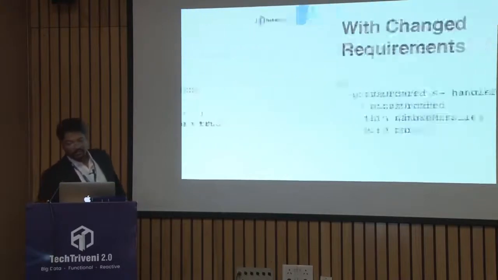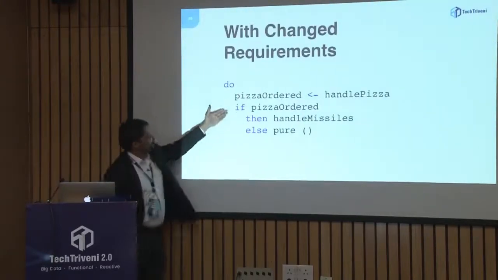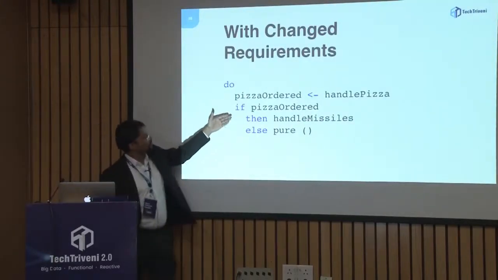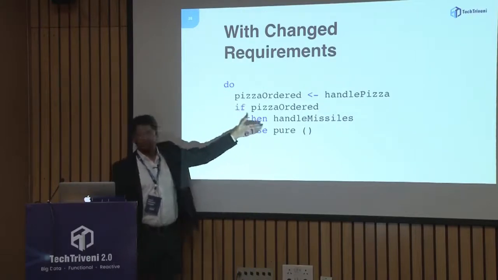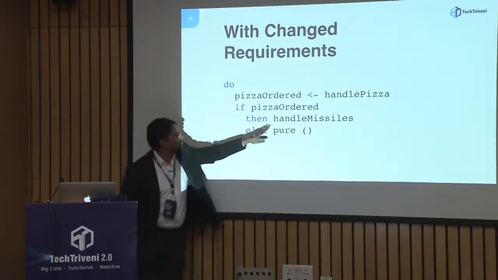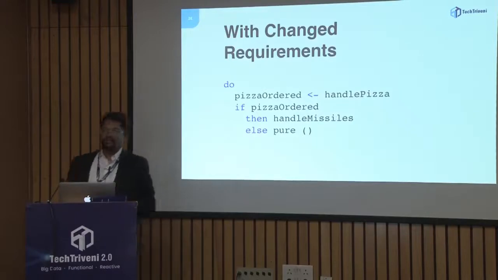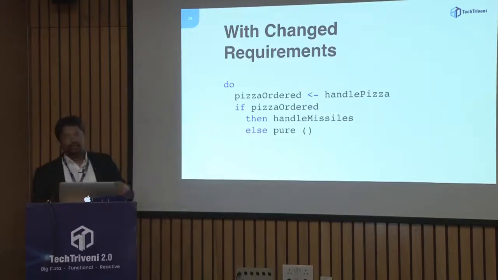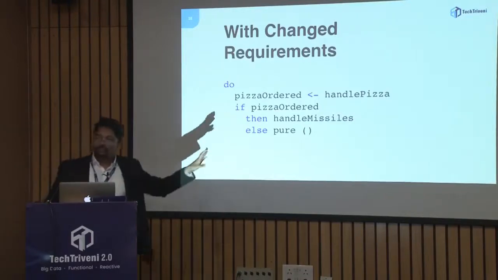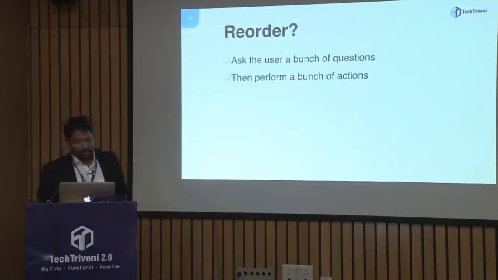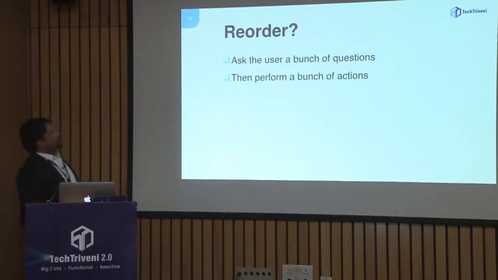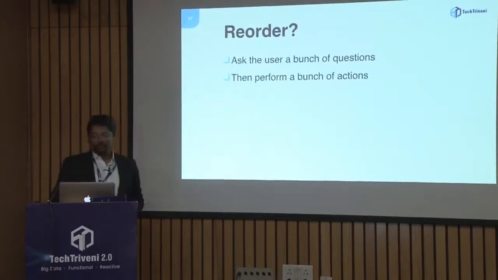And then we can use this inside our simple function, which earlier just did handle pizza and handle missiles. Now handle missiles will first check if pizza was ordered, right? So this is the first thing, that you can return values from inside imperative code. This is an important thing. Right now it seems simple, but we'll go into more details here. Okay, now let's say we want to do something different.